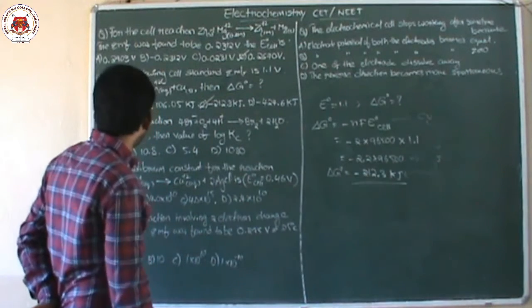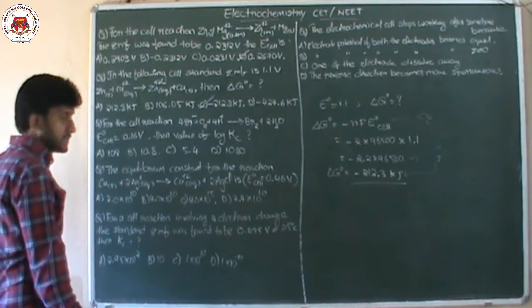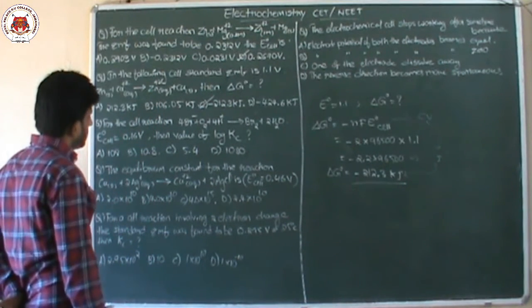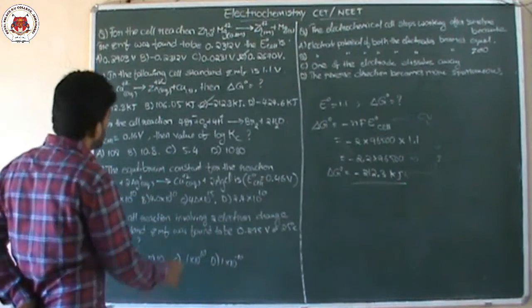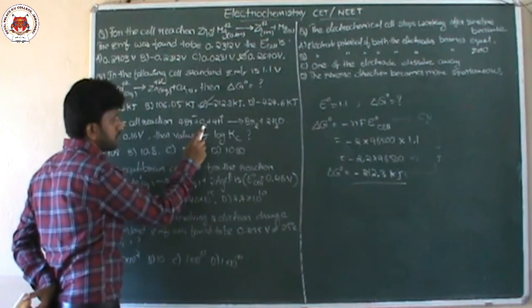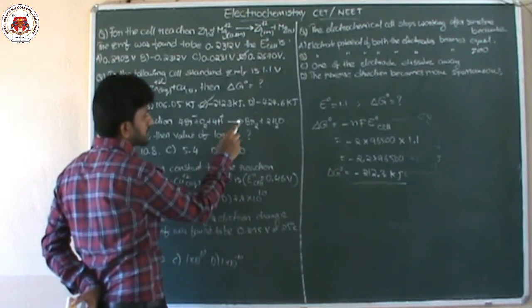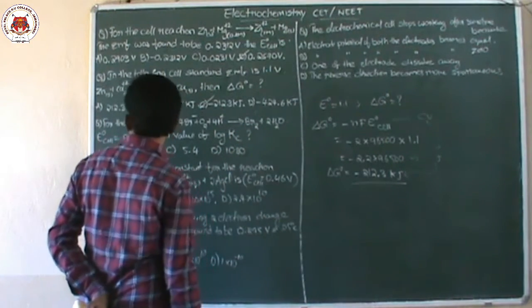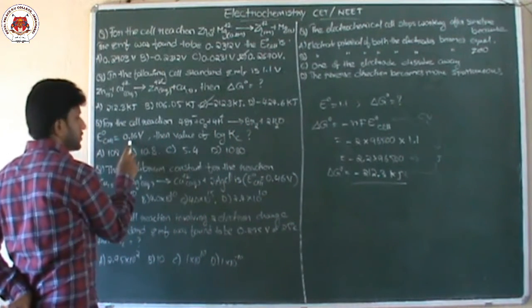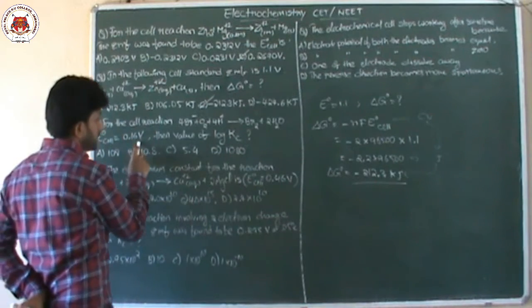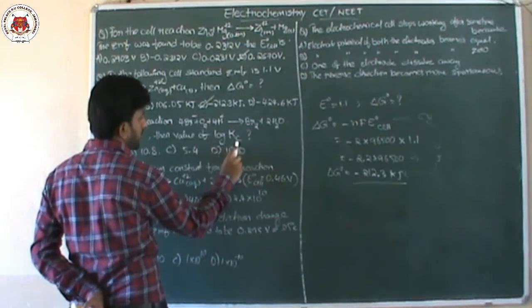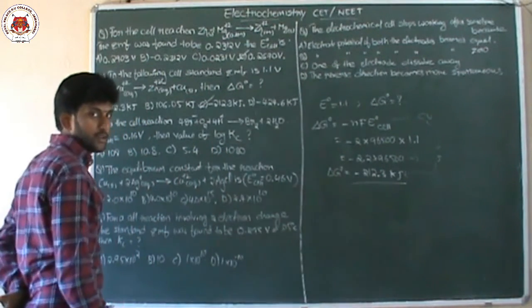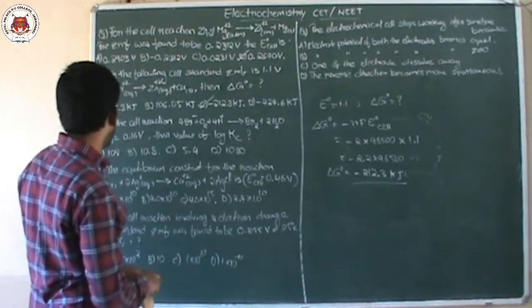Okay. Coming to the next question. For the cell reaction, 4Br minus plus O2 plus 4H plus gives rise to Br2 plus 2H2O, E standard is 0.16 volt. Then what is the value of log Kc they want?